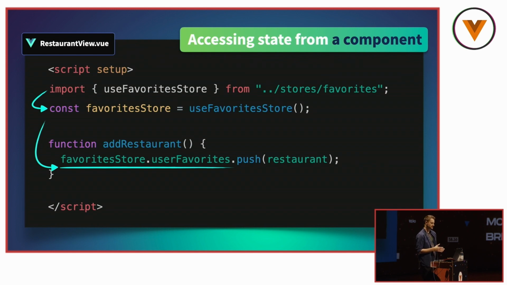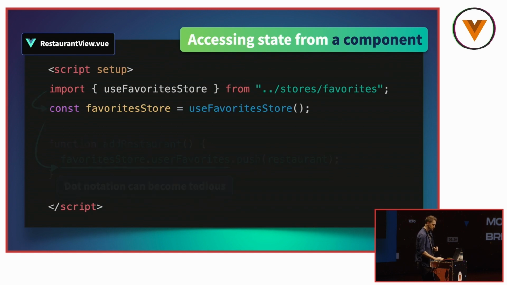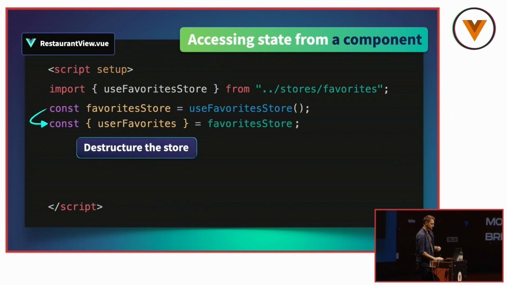But using dot notation like this can become tedious and burdensome if we're using it for a lot of different state properties, and it can just get unnecessarily verbose. So one way we can make it a little more developer-friendly is by destructuring properties from the stores so that we don't have to write the full store name every time that we're accessing that state.